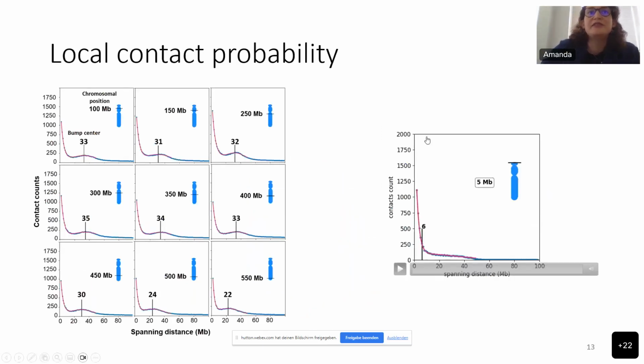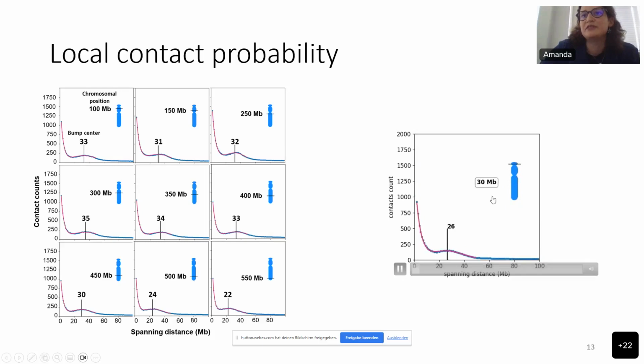With this contact probability, we decided to go further and not take just the average, but look into the local contact probability. So we take along the chromosome regions of 5 megabases, and we calculate the contact probability again and see where the bump is. And we can see in this movie that the bump changes according to the place of the chromosome that we are analyzing.